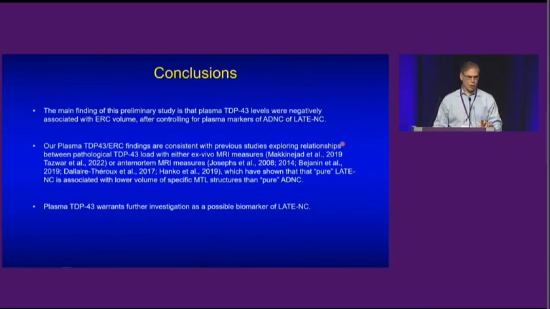And in conclusion, the main conclusion is plasma TDP-43 essentially is correlated with neurodegeneration in regions of the brain that we would expect it to be in, based on the path record. And basically, these results warrant further investigation of plasma TDP-43 in our analyses, considering late.